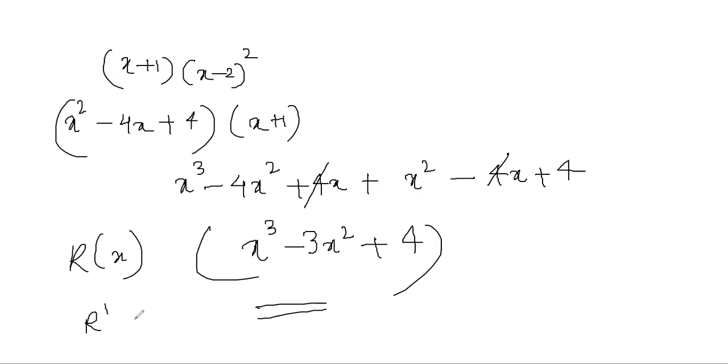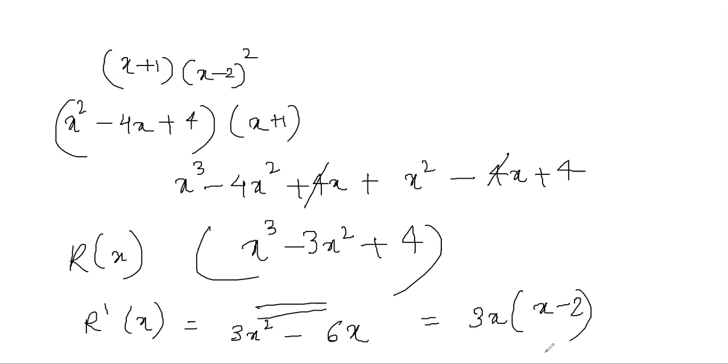Now what will be my differentiation of r as a function of x? It becomes 3x square minus 6x. Correct? This can be written as, take 3x common, I'll get x minus 2. This much is clear to everyone?